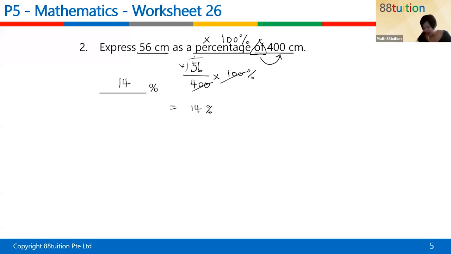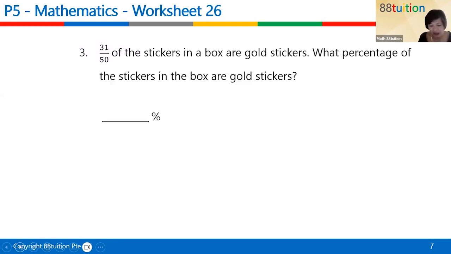Question number 3. 31 out of 50 of the stickers in the box are gold stickers, gold color. So this one is already a fraction. What percentage are gold? So express this as a percentage, as I just mentioned, times 100%. Gold stickers, that is in fraction.